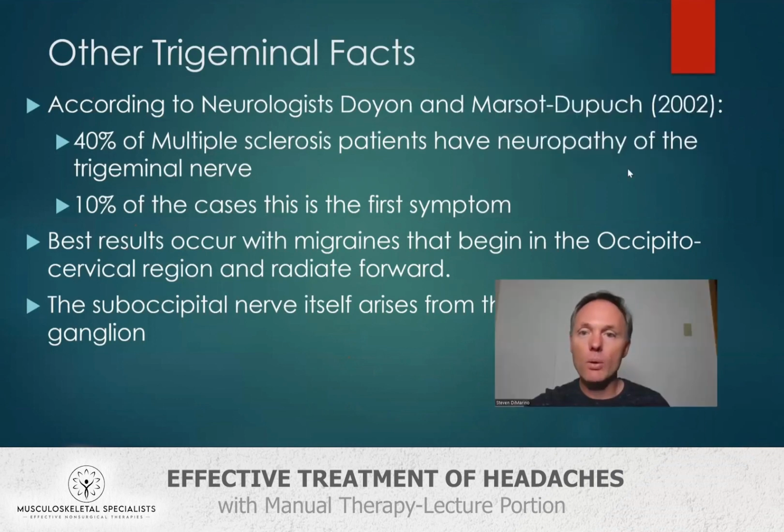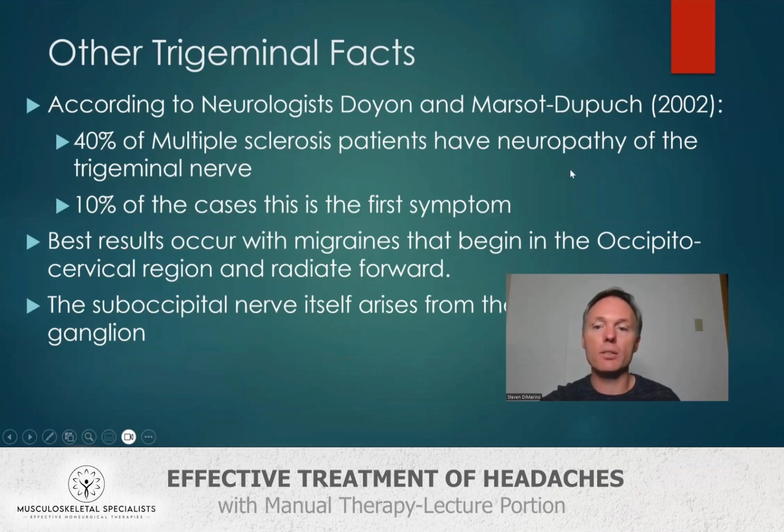Okay, according to these neurologists, here are some other trigeminal facts, and it's good for you because as you get better, you're going to have more and more pathologies, more and more difficult patients. Forty percent of multiple sclerosis patients have neuropathy of the trigeminal nerve, right? Their face is numb, tingling, maybe painful. In 10% of those cases, it's their first symptom.